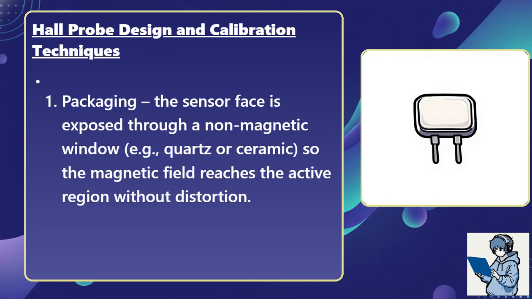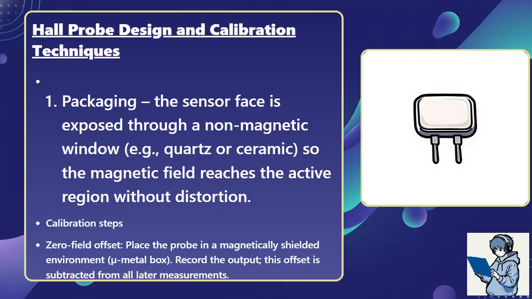Packaging: the sensor face is exposed through a non-magnetic window, such as quartz or ceramic, so the magnetic field reaches the active region without distortion. Calibration steps. Zero-field offset: place the probe in a magnetically shielded environment, a mu-metal box. Record the output; this offset is subtracted from all later measurements.